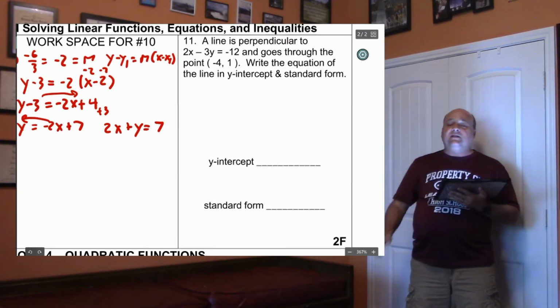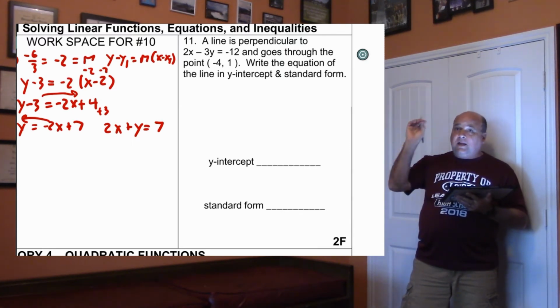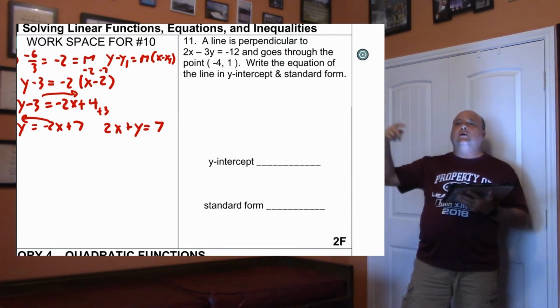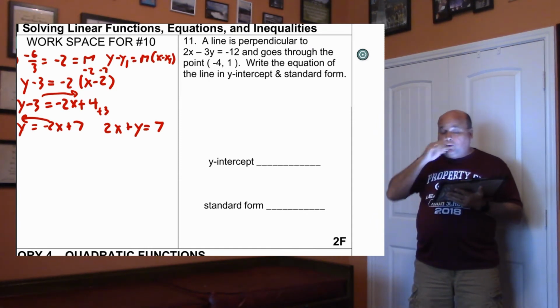Oh! And going on, number 11. This is a hard problem. You're probably going to have one of these on the STAR. You're going to be given a line, then a parallel or perpendicular and a point, and you write another equation. Probably have one of these, so make sure you can do it.